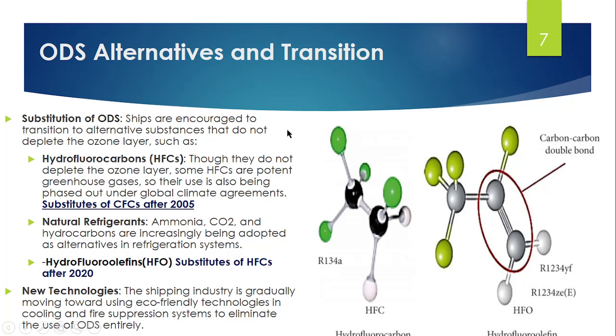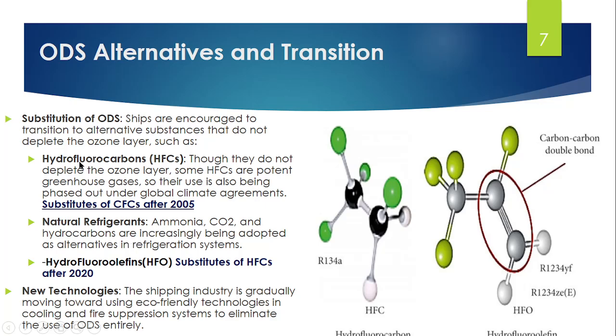Now what are the ODS alternatives? So friends, till now we have talked about what the ozone depleting substances are. As I have told you, CFC was used before, after that we came up with HFC, hydrofluorocarbon. Now after hydrofluorocarbon, after 2020 we came up with a new alternative, which is hydrofluoroolefin. So at present the new refrigerants being used are hydrofluoroolefins, which are R1234yf and R1234ze. These are the new types of refrigerant which are good to use.